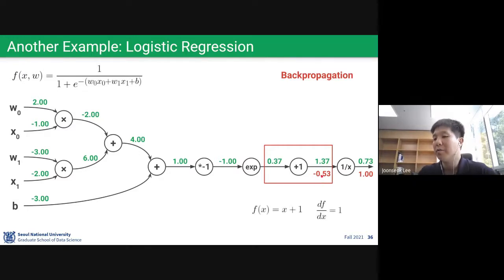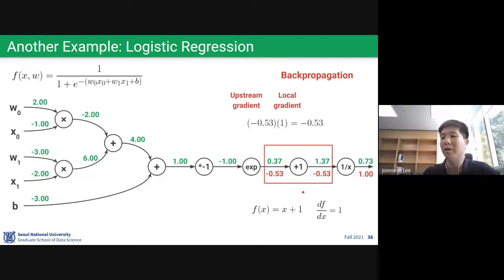Minus 0.53. This is the upstream gradient. And here, this node is f(x) = x + 1, right? So what is the local gradient? We take this derivative, then we have 1, right? So now the local gradient is 1, and the upstream gradient is minus 0.53. They are multiplied, so the output is still the same.